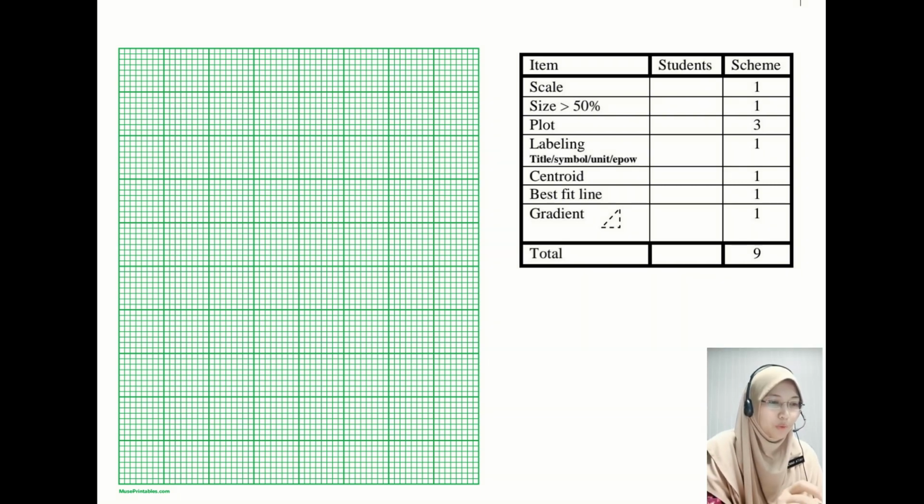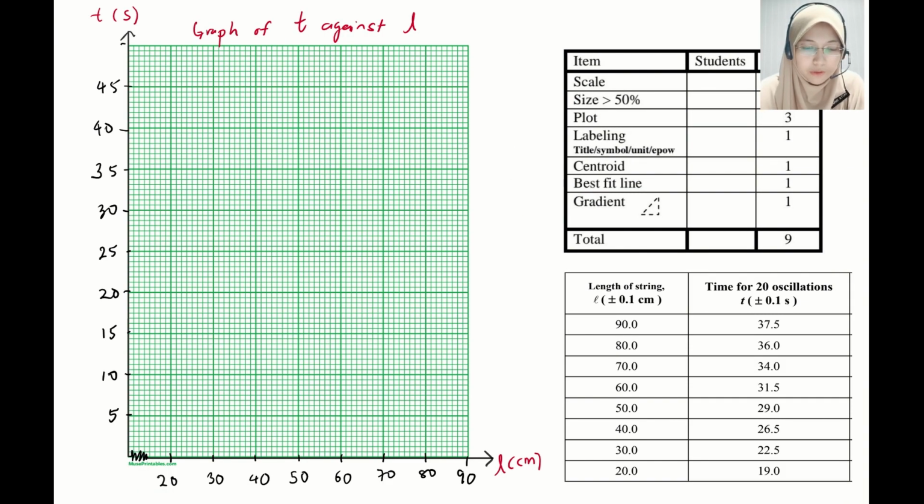We have a few things that you need to obey when you plot the graph. So you can refer to this table. We have scale, size, plot, labeling, centroid, best fit, and gradient. Okay, for the first step is to focus on the scale and also the labeling.